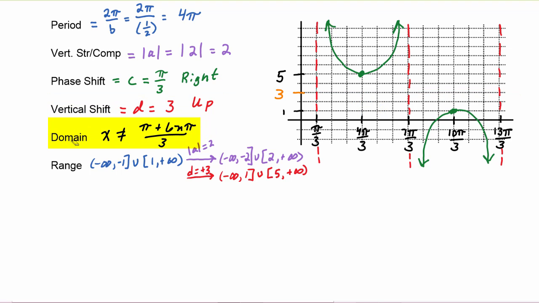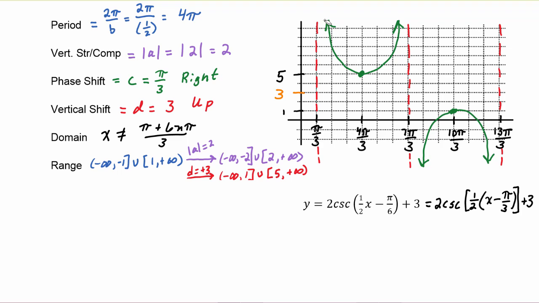Our domain is that the x values can't be pi plus 6n pi over 3, which works out to be these values here where the vertical asymptotes are. So that checks out. We expected that the range would be negative infinity to 1, and we can see that piece is here. And then 5 to plus infinity, and that piece is here, so that checks out as well. So we have successfully created our graph for y equals 2 times the cosecant of the quantity 1/2 x minus pi over 6 plus 3.